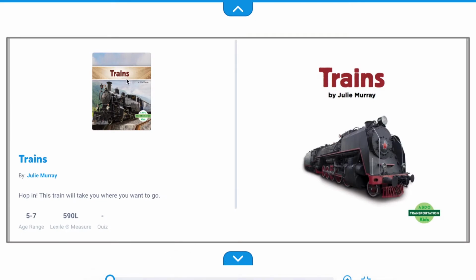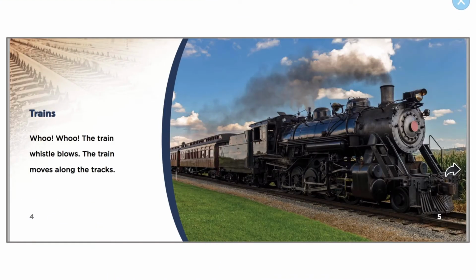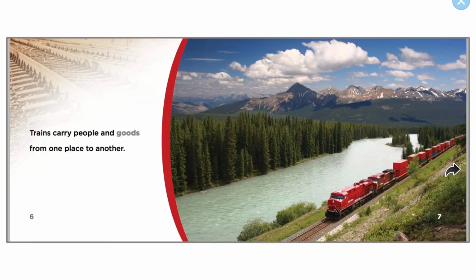Today's book is called Trains by Julie Murray. Trains, woo woo! The train whistle blows. The train moves along the tracks. Trains carry people and goods from one place to another. Now, goods are things that might be used to make other items, or they might be things that are being sold, but they're not people. They're going to be items.